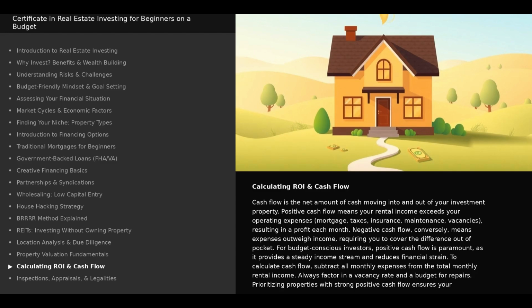Prioritizing properties with strong positive cash flow ensures your investment is self-sustaining and contributes to your financial goals rather than draining your resources.